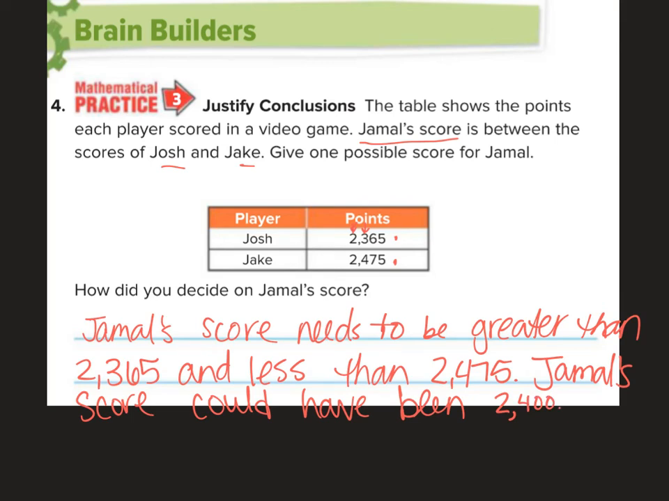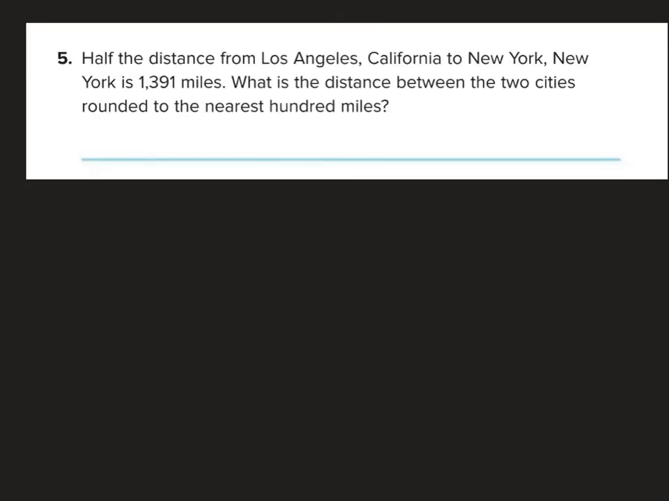I could have done 2,366. Could have been 2,367, 2,399, 2,474, right? Could have been any number between those two. So I just picked 2,400 points. And that's what I'm going to go with. And then why I did it? Because it needs to be greater than and less than the 2 kids that are there. So there we go. And last question.